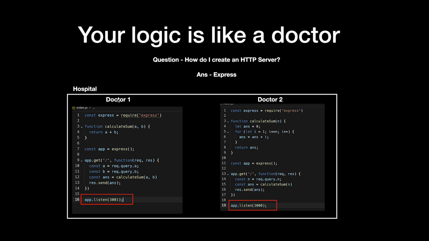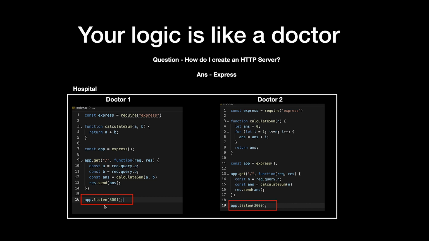If you look at it from a high level, you can have a hospital which is similar to my Mac machine, where there could be two doctors or there could be two HTTP servers. If you look at the thing on the left, there is some logic: it has a calculate sum function that takes two variables and returns a plus b. It initializes Express, exposes a route which takes two inputs, a and b, calculates the sum and sends the sum back to the user, and listens on port 3001.